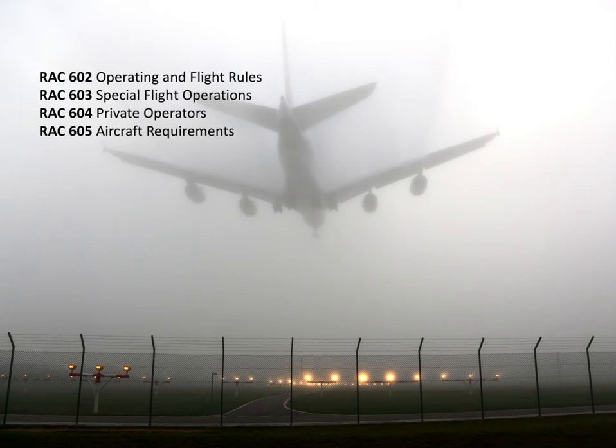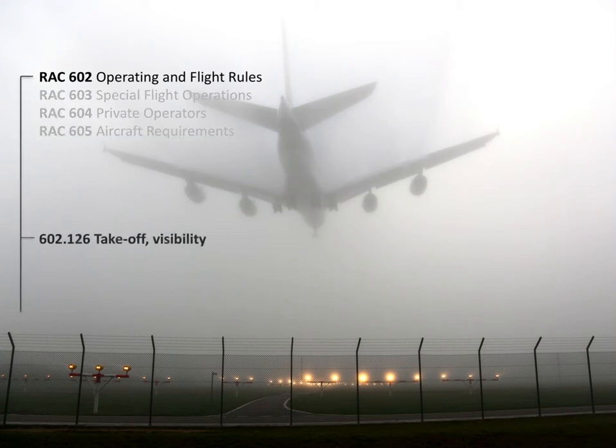CAR 602 Operating and Flight Rules specifies that takeoffs of all Canadian aircraft are governed only by the visibility. Approach restrictions are governed by the RVR values only, and landings are governed by acquiring appropriate visual references at published decision heights or MDAs only.